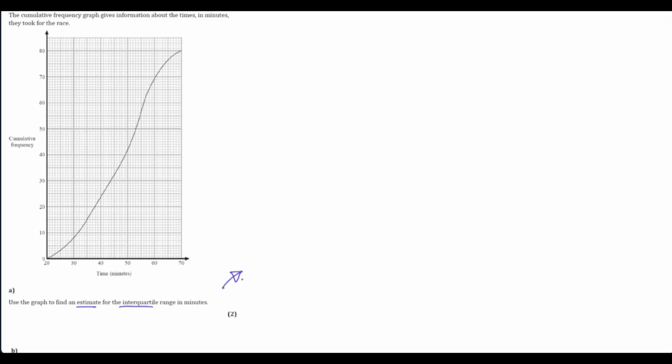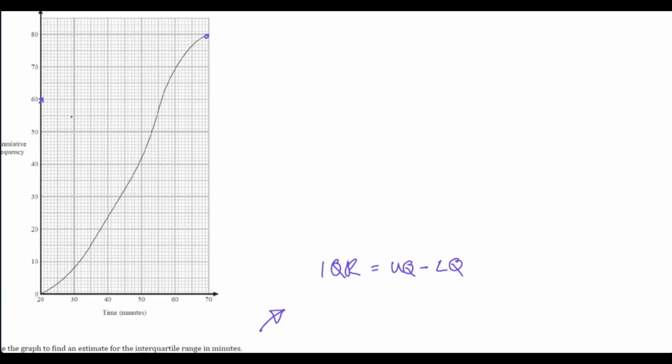We've done interquartile range a few times now, but just to recap again, it's upper quartile, take away lower quartile. Now, the upper quartile is 3/4 along the data point, and it finishes at 80. So half would be 40. If I add another quarter, it will be 60. So this will be my upper quartile. So what I'm going to do is I'm going to draw a line across from 60 and then go down.